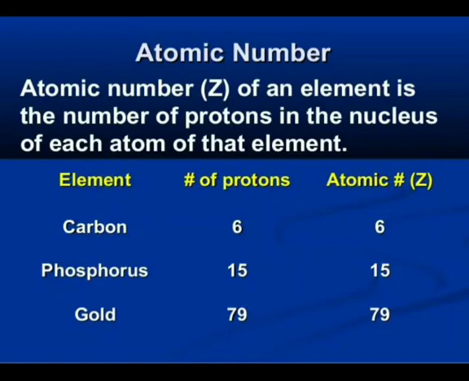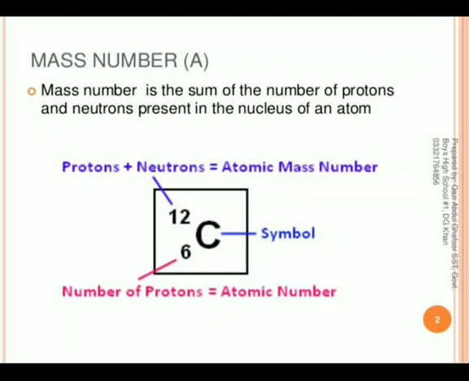Okay, then the next one is mass number. What is mass number? Mass number means the total number of protons and neutrons in the atom of an element. That means protons plus neutrons. Mass number equals protons plus neutrons. The sum of the number of protons and neutrons present in the nucleus of an atom is known as the mass number.